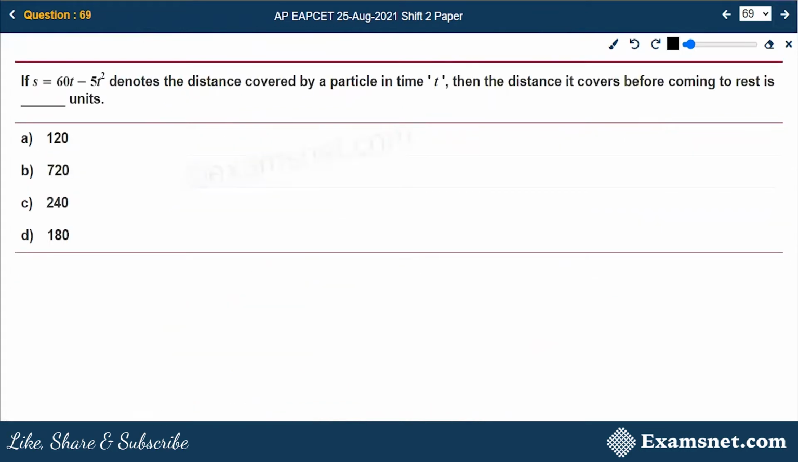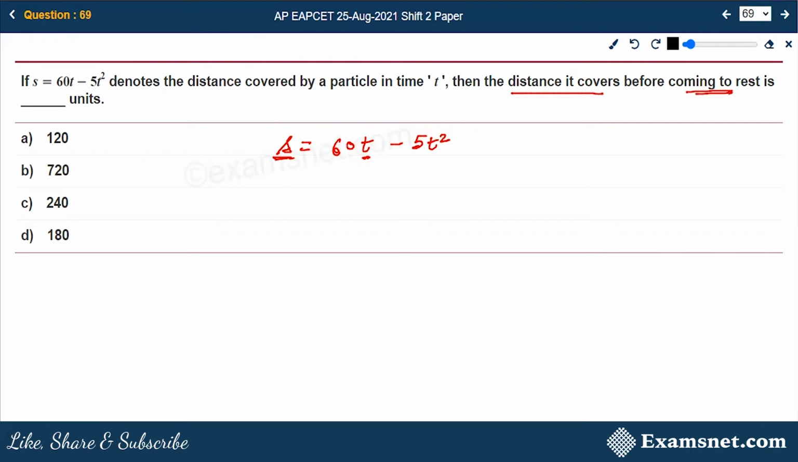Question number 69. It says if S is equal to 60t minus 5t square denotes the distance covered by a particle in time t. So this is the distance-time relationship. Then the distance it covers before coming to rest is dash units. You have to find out what this is. Let's clearly write: S is equal to 60t minus 5t square. This is distance, and t is the time. Now you have to find the distance it covers before coming to rest.